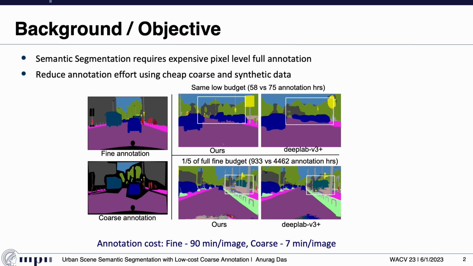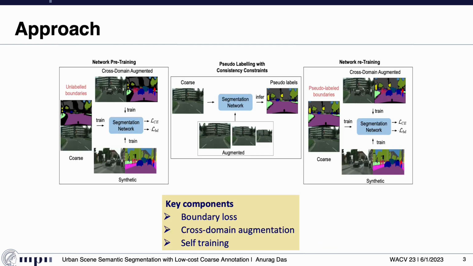We see that fine annotation has finer boundary details, whereas the coarse annotation lacks these finer boundary details for faster annotation time. On average, a fine image takes 90 minutes per image for annotation, whereas a coarse image takes around 7 minutes per annotation. For our work, we want to utilize this cheaper coarse annotation and get comparable performance with fine annotation. In this slide, we provide an overview of our approach.